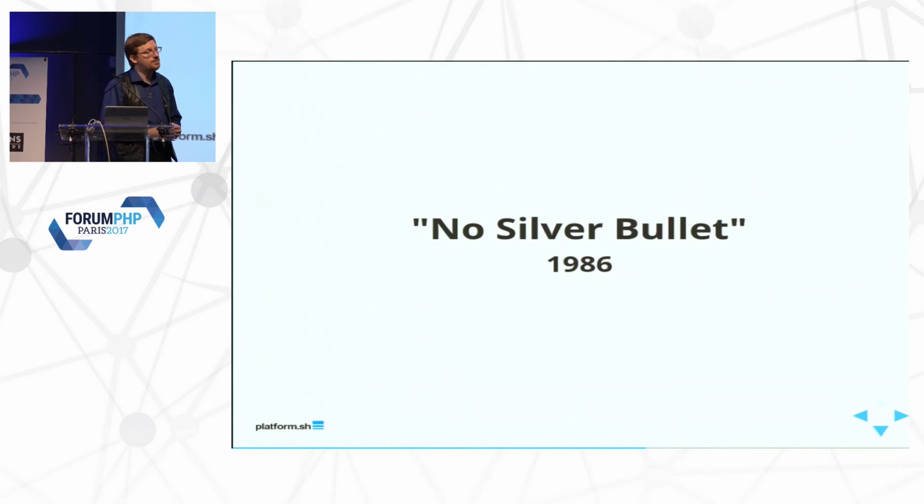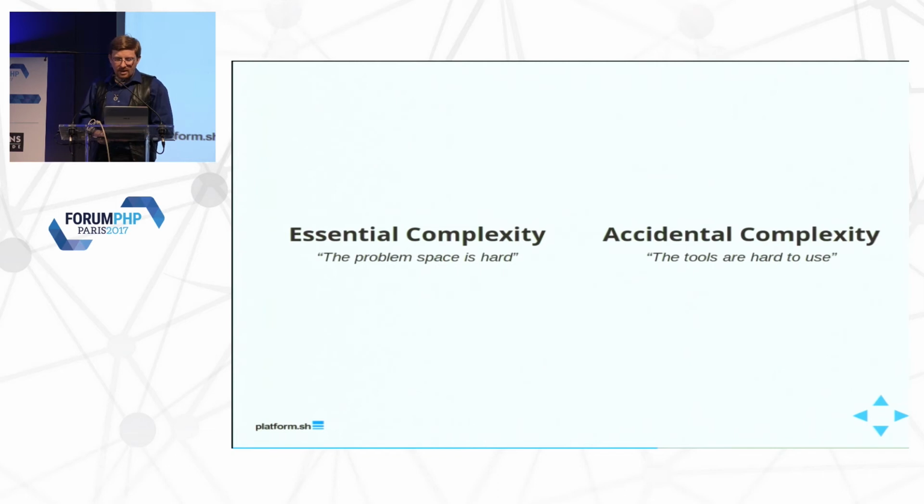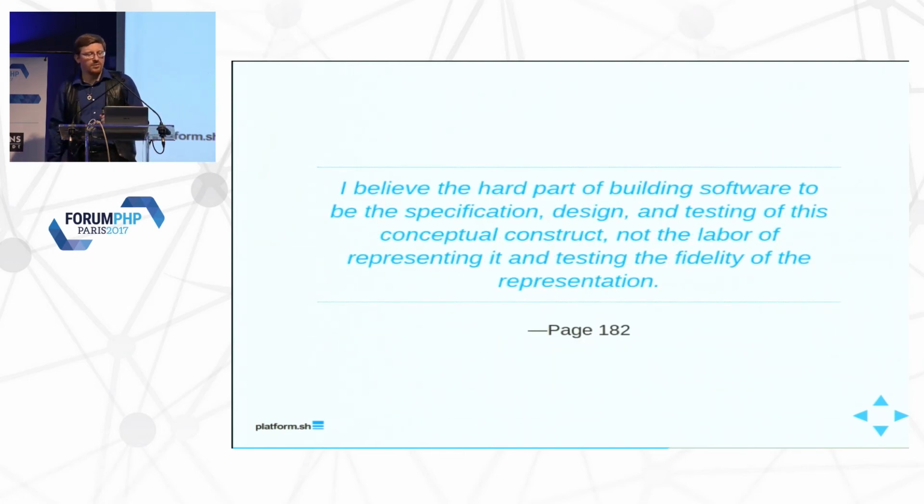In 1986, Brooks gave a presentation that he turned into an article called No Silver Bullet, in which he drew a line between essential complexity and accidental complexity. In this case, essential complexity are things that are just inherently hard in the problem space. The problem you're trying to solve is a complicated one. Accidental complexity, or incidental complexity, is the tools you are using are cumbersome and hard to use. They're not inherent in the problem space. The hard part of building software is the specification, design, and testing of the conceptual construct, not the labor of representing it and testing the fidelity of the representation.